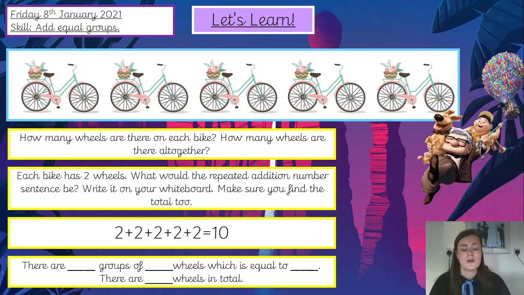So you can write this down into your catch-up book, but of course make sure you fill in the blank gaps, or you can just talk this one through with your adult at home. If you don't want to write it down, it's up to you. Pause the video and off you go.